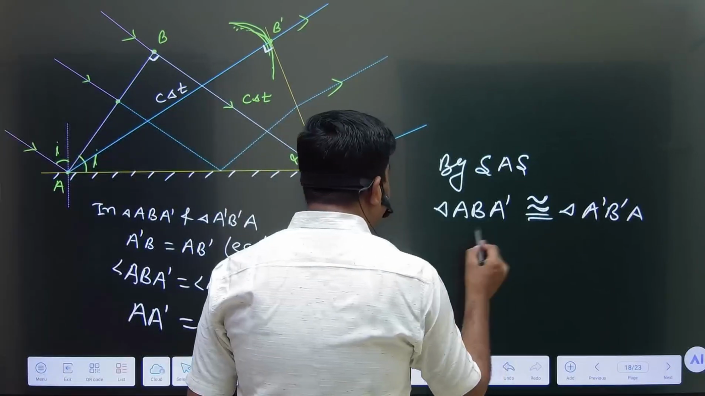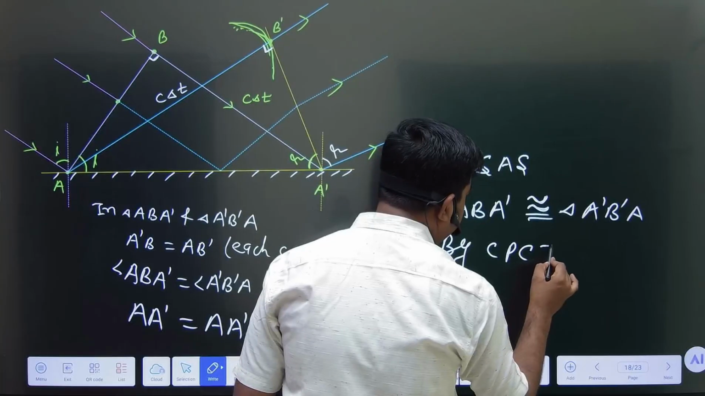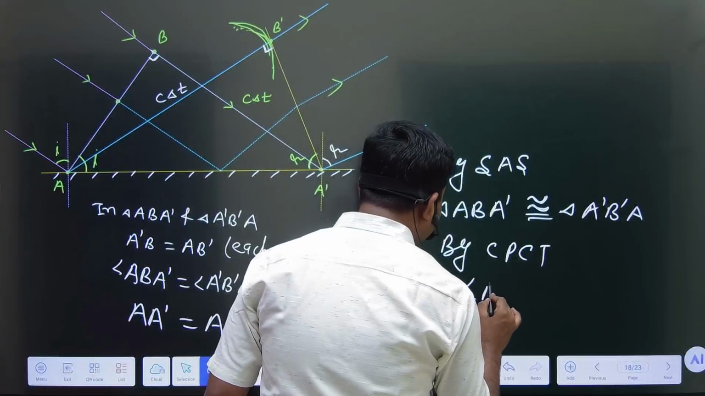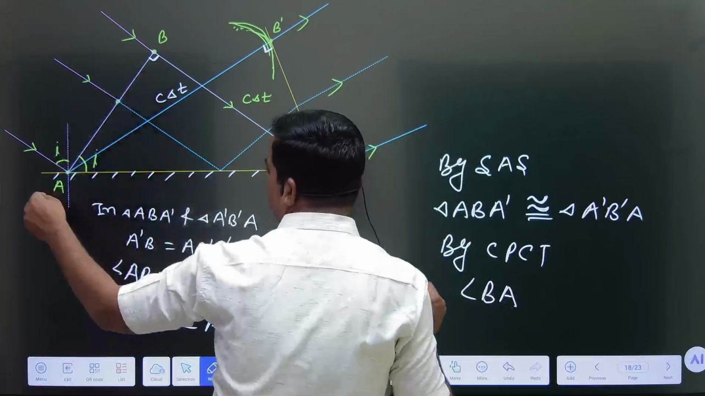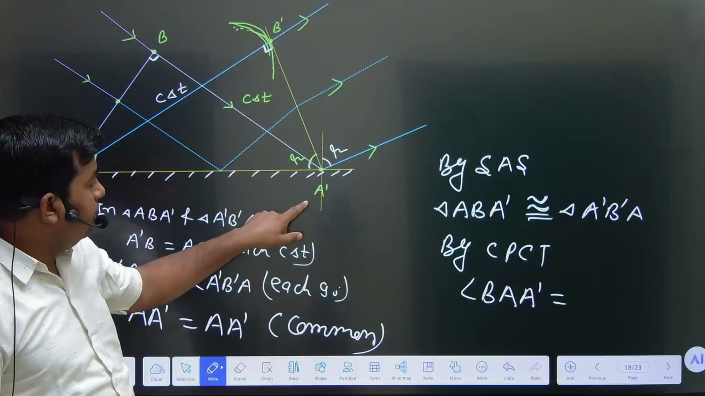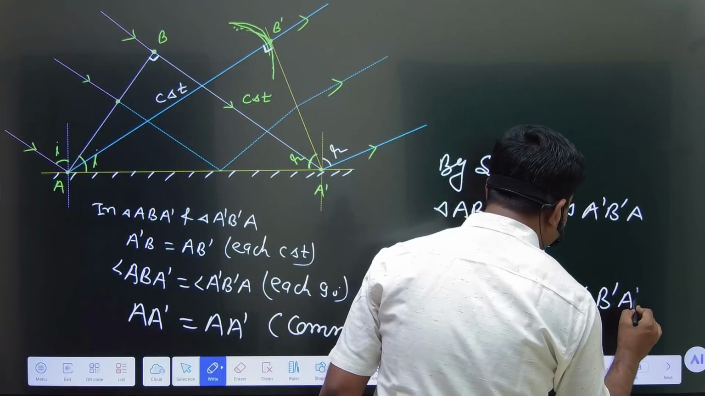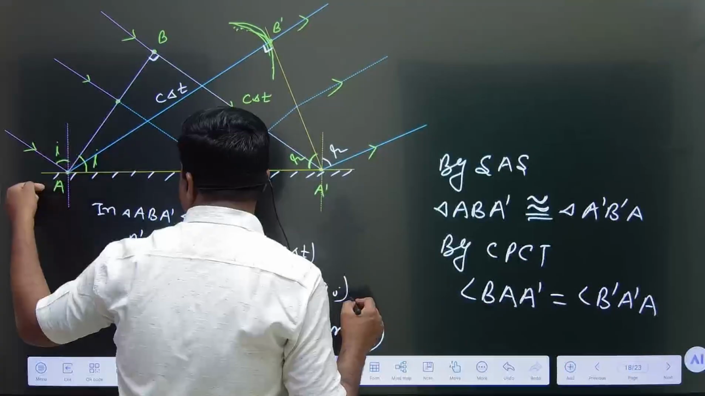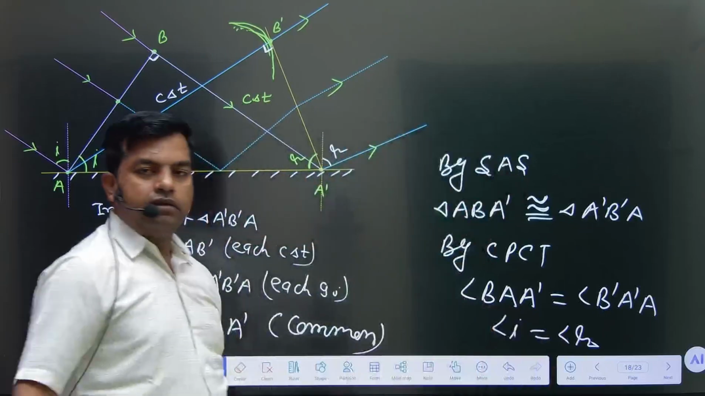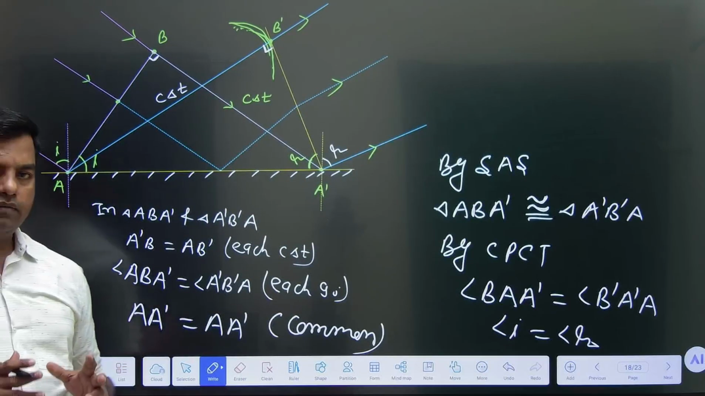And if these triangles are congruent, then by CPCT, corresponding parts of congruent triangles, angle B A A dash is equal to angle B dash A dash A. So here we can see that angle I is equal to angle R. This is the proof of the law of reflection of light by wave theory.